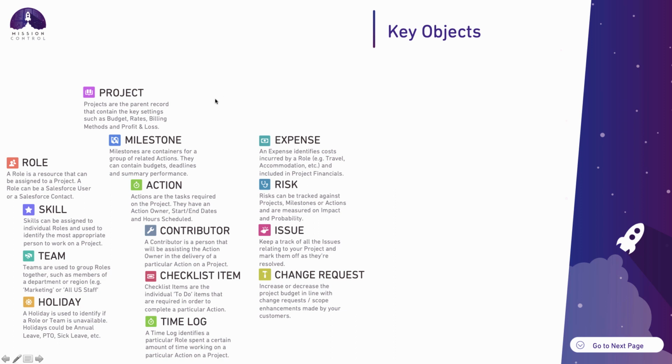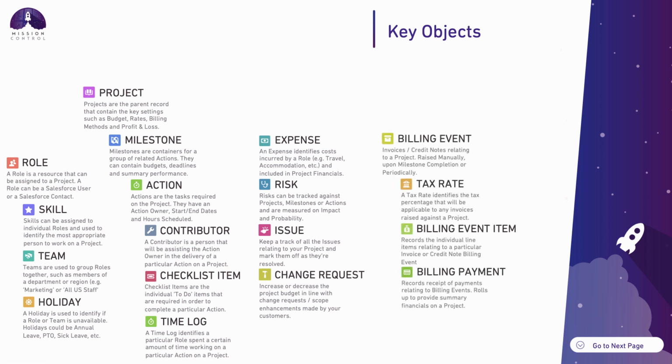Additional objects sitting underneath the project, we have the ability to keep track of expenses we're incurring. We can also keep a log of any risks or issues we're concerned about, as well as increasing or decreasing the project budget based on change requests. If you need to, you can also generate invoices relating to your project. So those invoices can have tax rates applied. They can have multiple line items. You can issue a PDF of the invoice to your customer, and you can record the payment back in as well.